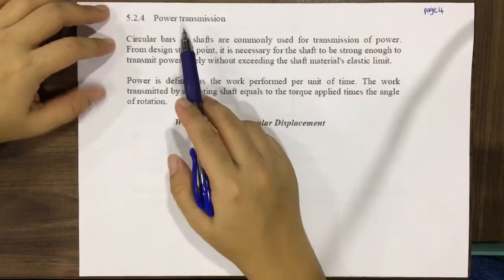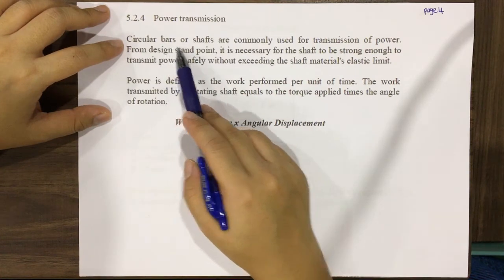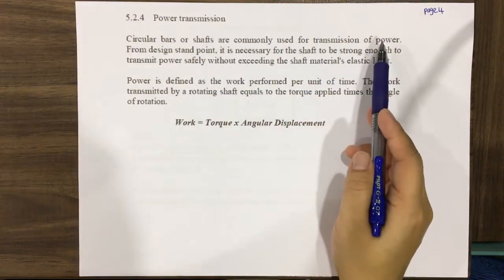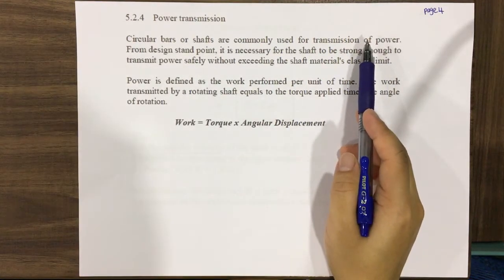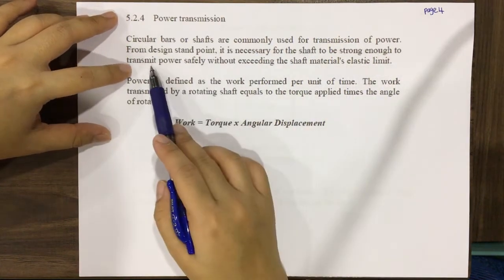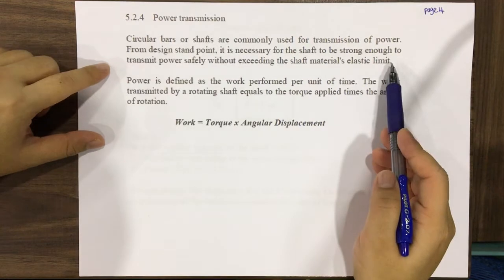And then we also have power transmission. So you can see that this is the theory. Circular bars or shafts are commonly used for transmission of power. From a design standpoint, it is necessary for the shaft to be strong enough to transmit power safely without exceeding the shaft material's elastic limit.